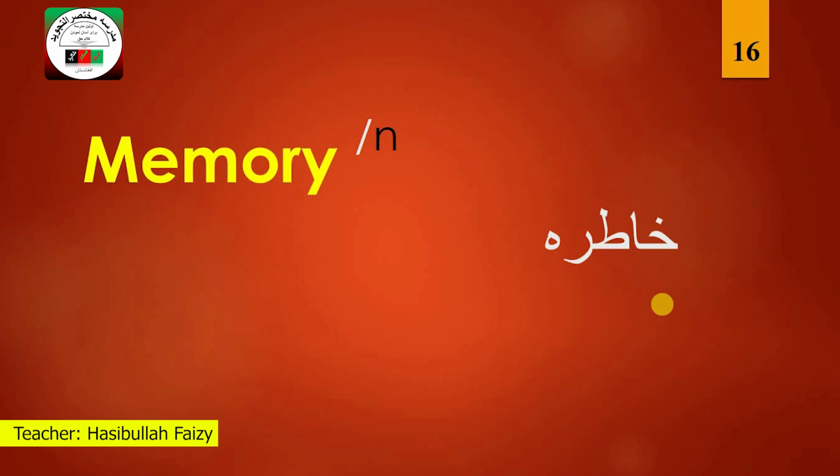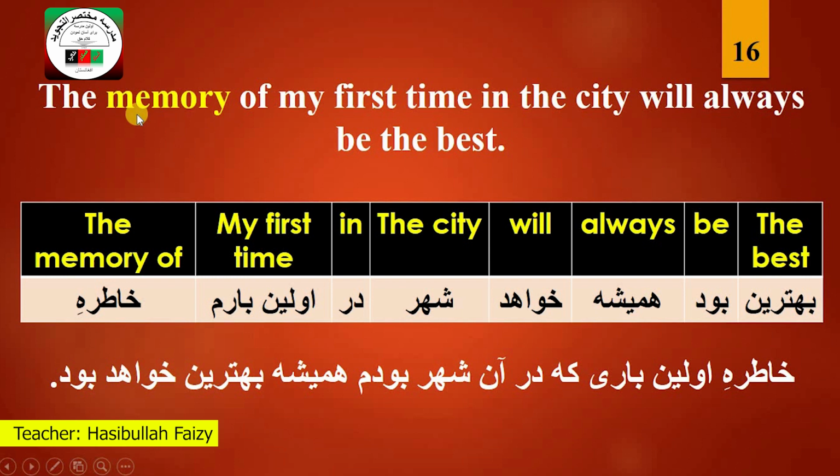16مین لغت این درس memory می باشد. memory تلفظ می شود. از قسمت parts of speech noun هست و معنیش میشه خاطره. مثالش The memory of my first time in the city will always be the best. خاطره اولین باری که در آن شهر بودم همیشه بهترین خواهد بود.